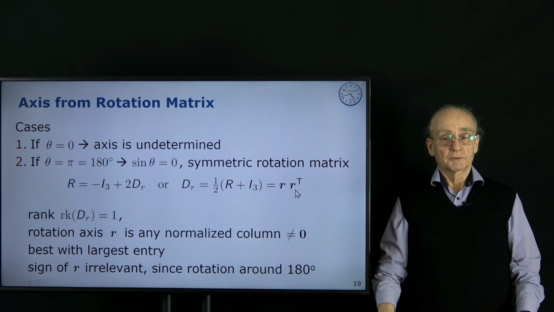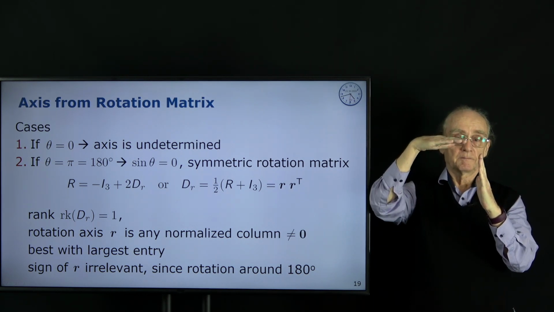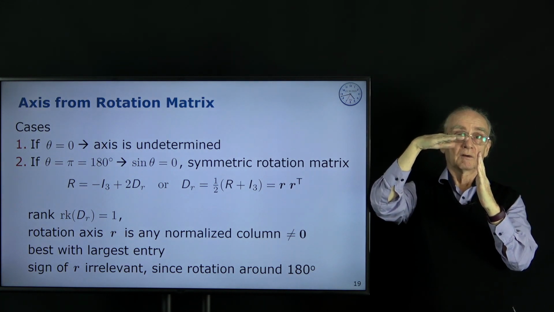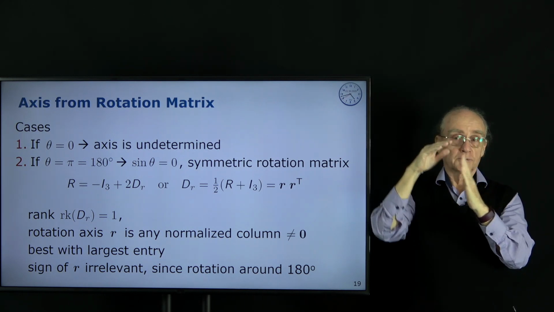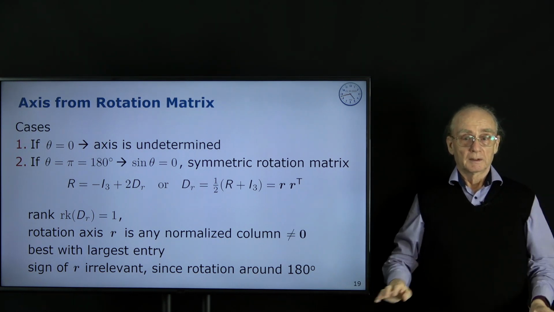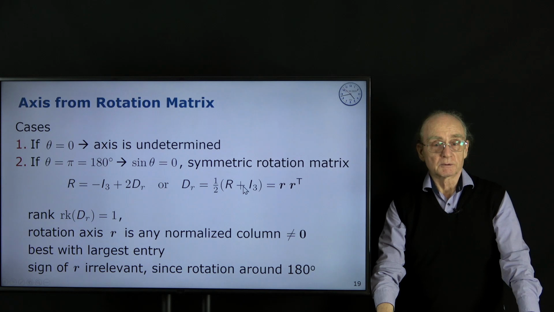This dyadic product, the product of a vertical vector and a horizontal vector, has rank 1. That means all the rows are proportional to r. All the columns are proportional to r. That means we can take any row or column and derive r. And of course, we take that row or column where the largest value appears in order to get a stable solution. So this is a way to derive the rotation axis if the rotation matrix is symmetric.